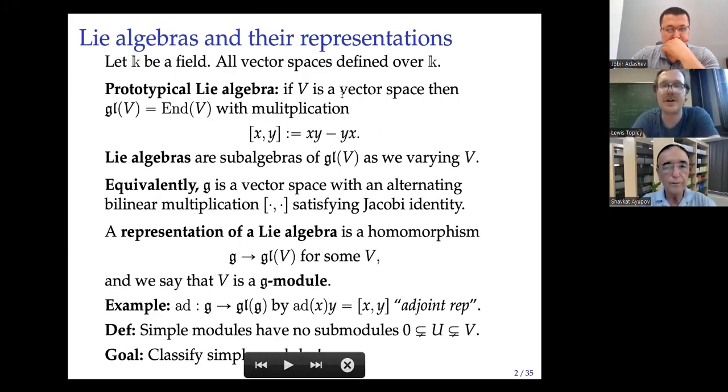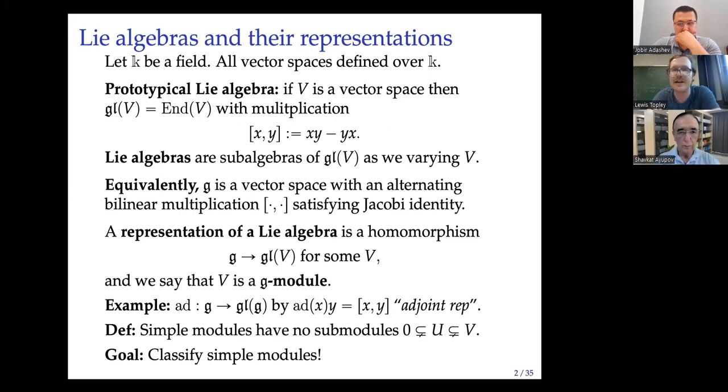So we're going to work over a field K, and all vector spaces will be defined over K. And the most important Lie algebra to understand is the general linear Lie algebra. So this is just endomorphisms of your vector space, and the multiplication is given by the commutator. So this is the Lie bracket here. That's the commutator on GLV.